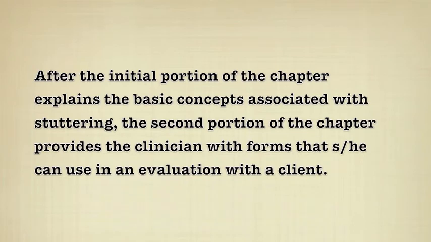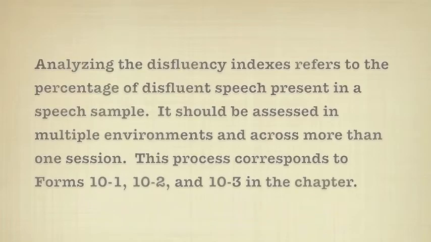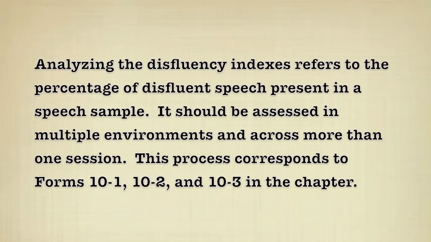After the initial portion of the chapter explains the basic concepts associated with stuttering, the second portion of the chapter provides the clinician with forms that he or she can use in an evaluation with a client. Analyzing the disfluency indexes refers to the percentage of disfluent speech present in a speech sample. It should be assessed in multiple environments and across more than one session. This process corresponds to Forms 10.1, 10.2, and 10.3 in the chapter.